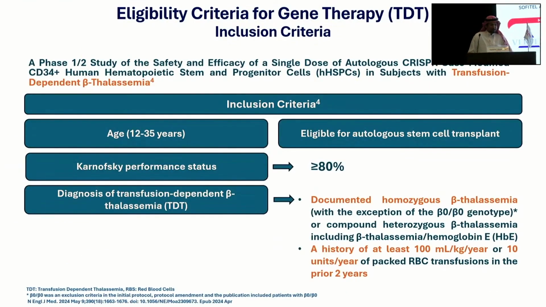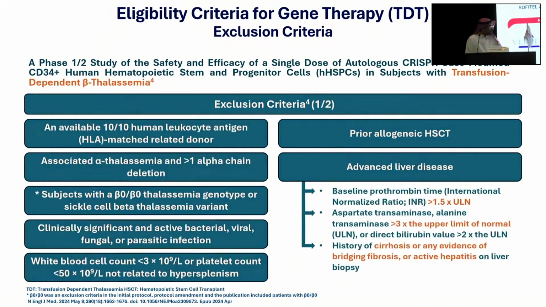So what are the eligibility criteria? Again, the age should be 12 to 35 with good performance status. In this trial, they included patients with homozygous beta thalassemia. Initially, they excluded the beta-0 genotype, but later on these types of patients were included. And also, the patient should be transfusion dependent, at least 10 units per year for the last 2 years.